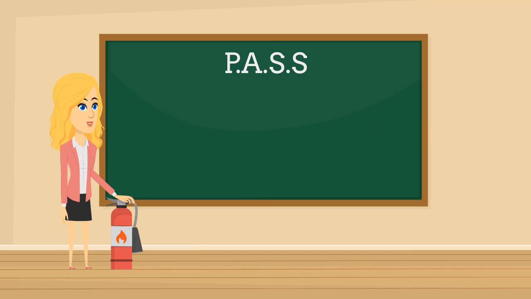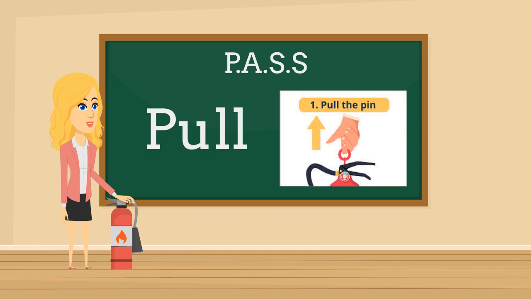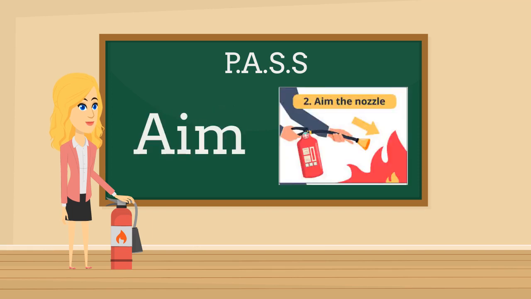When you go to use a fire extinguisher, it is important to remember PASS. The P in PASS stands for pull. The A stands for aim. When you are trying to put out a fire, it is important to aim for the base so you put out the source that is burning.